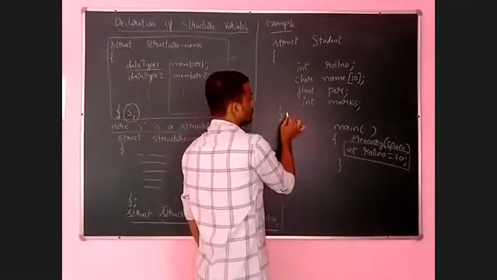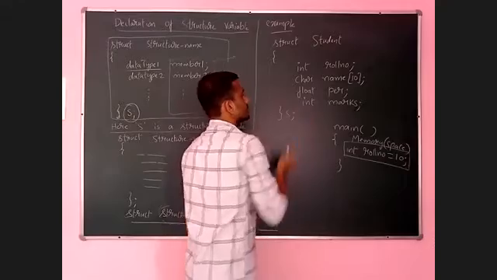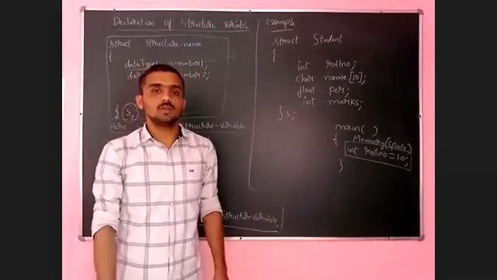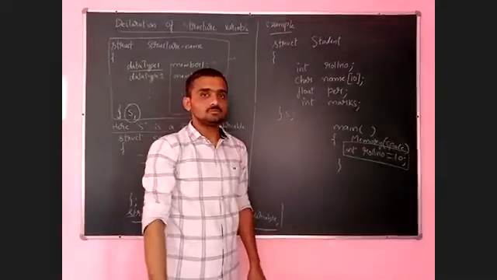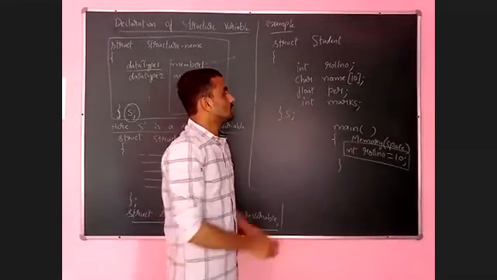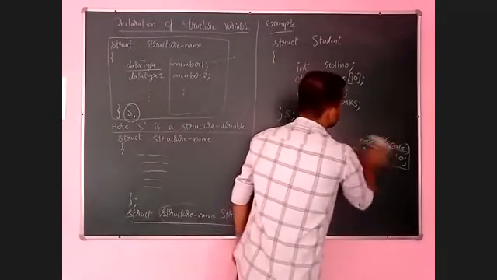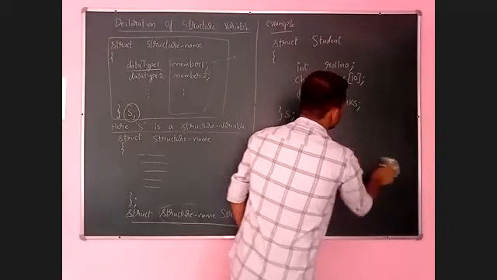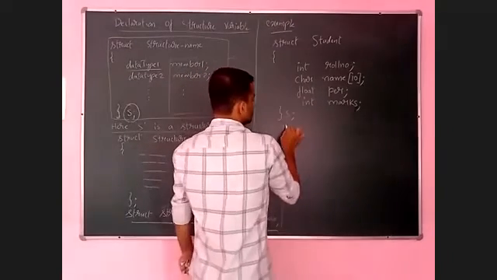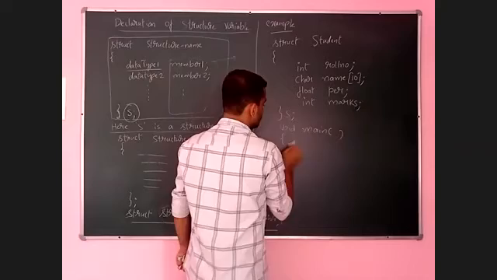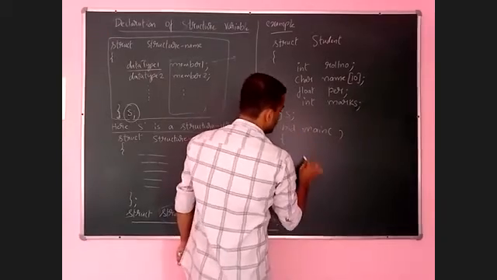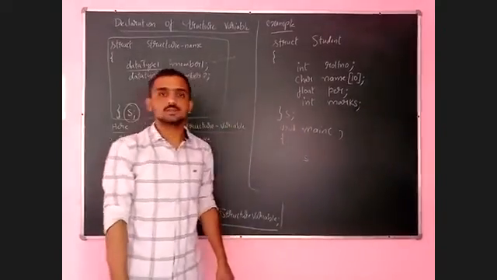Here, this is called the structure variable. Understood? Now you can give the value for roll number. So how to give the value for roll number? When you declare the structure variable, in the main function, you take this variable, yes. Yes is the structure variable.